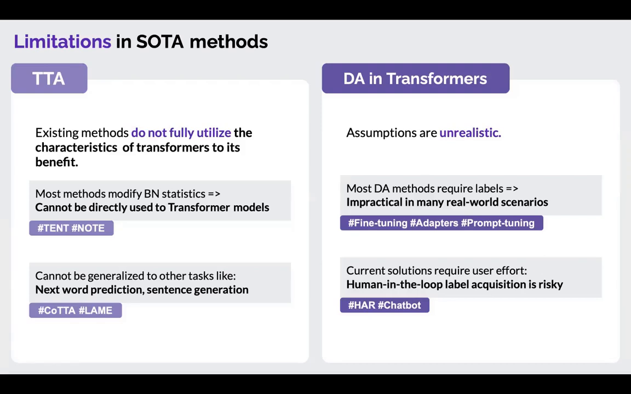In domain adaptation and transformers, all of the methods rely heavily on labeled data, which is extremely unrealistic in real-world applications where acquiring labeled data requires additional overhead on the user side, undermining user experience. Also, they cannot do continuous adaptation without user effort, constantly querying the user for guidance.